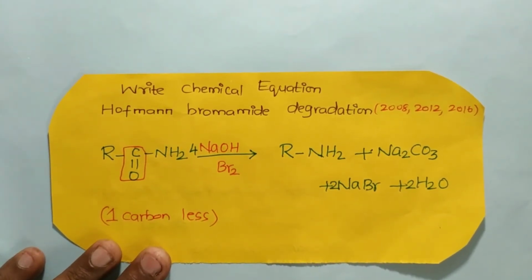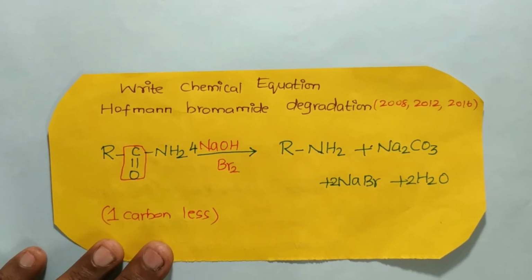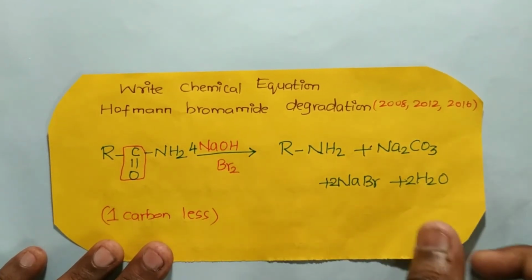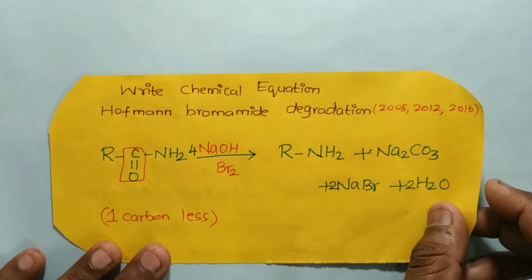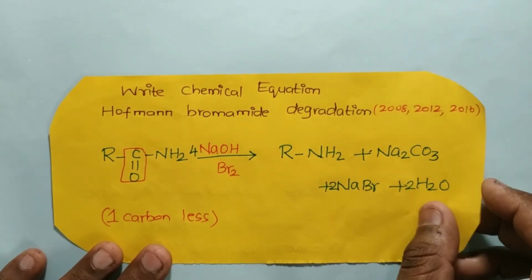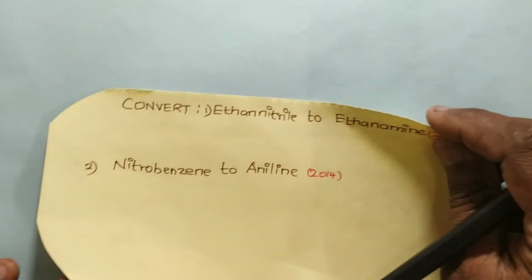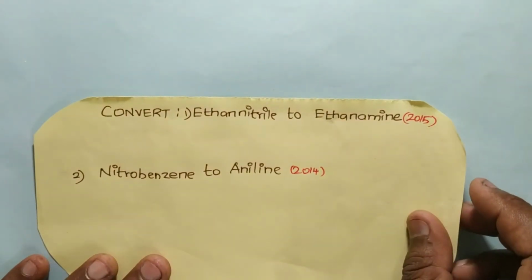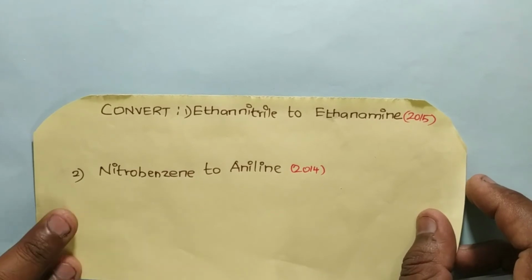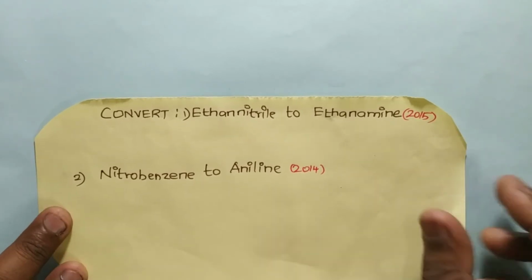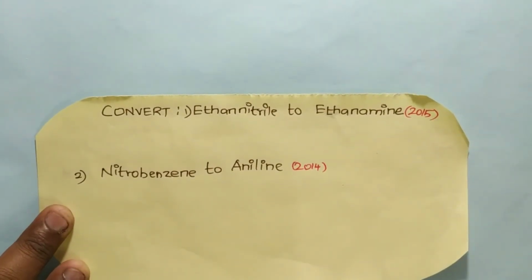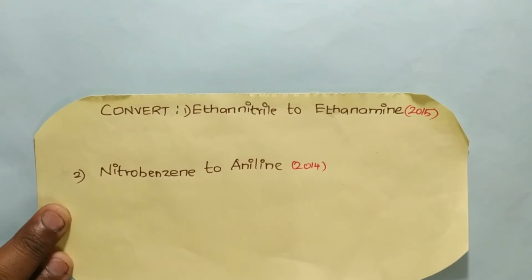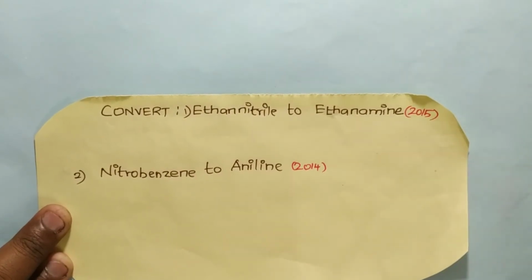By the way, I can get the one-carbon-atom-removed product. Are you able to understand? This is a very important one. Amide can be converted into amines. And the next one is a very important synthesis: ethanenitrile to ethanamine. So what's the difference between ethanenitrile and ethanamine? This is what we have to understand, the concept behind it.